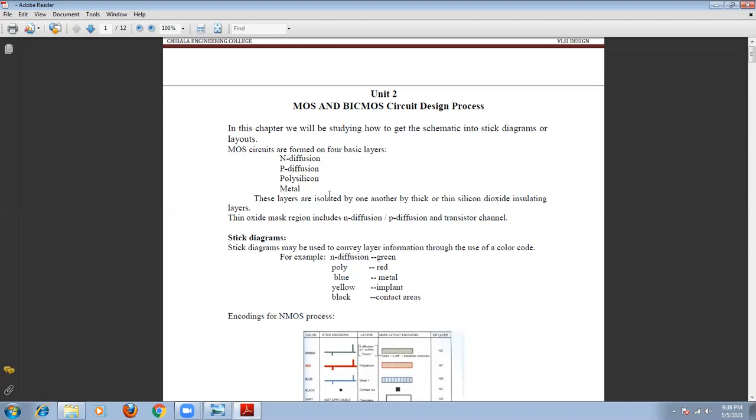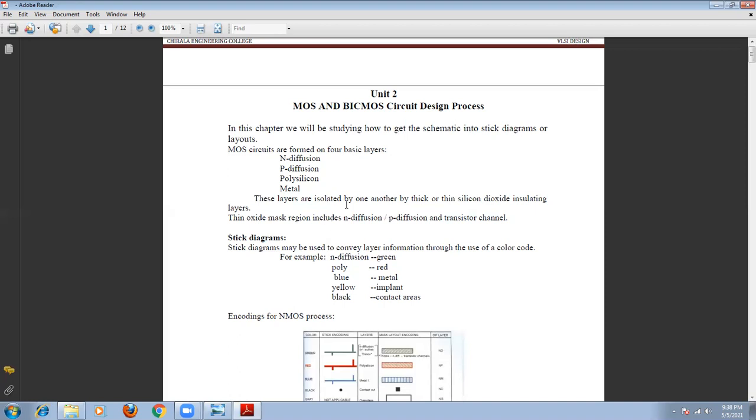Okay, that means we are going to represent the different layers by the use of these color codes. That is known as a stick diagram. Okay, to convey the layer information through the use of the color codes, that is known as a stick diagram.